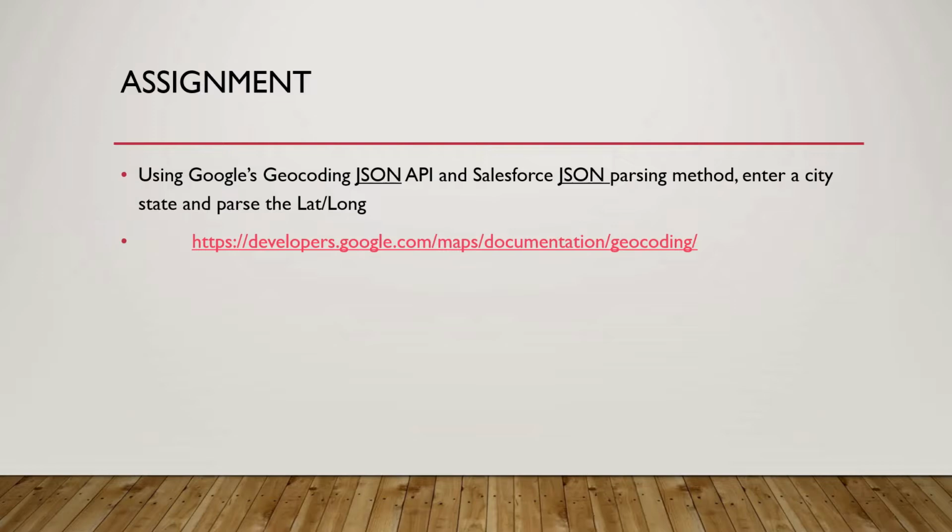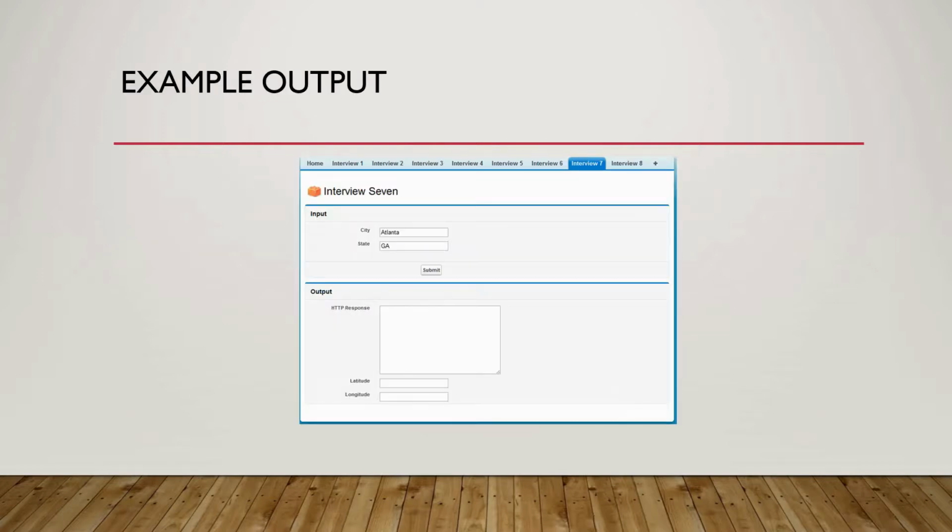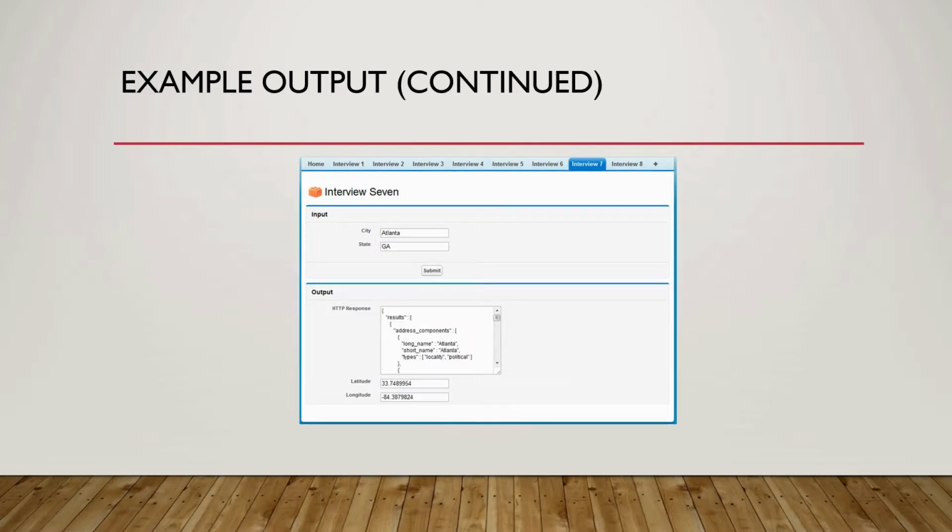We're also going to be retrieving the latitude and longitude values from this response after the user enters a proper city and state. So we're going to have an application that looks like this. The client is going to go into the application, add a city, add a state, and once they press the submit button, they will retrieve back an HTTP response that you see here.